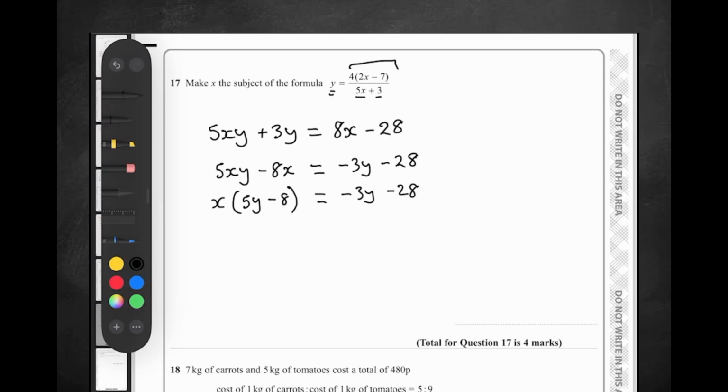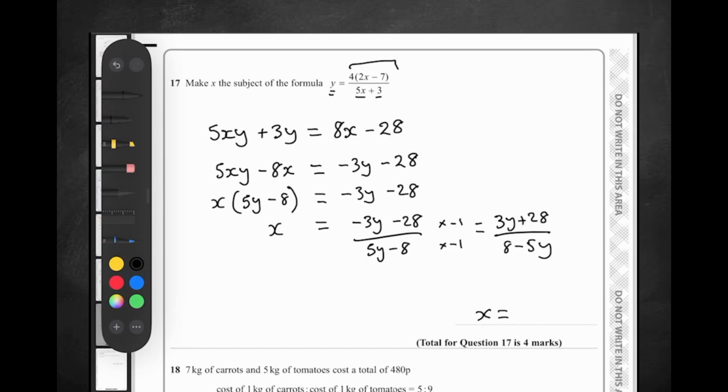Now we'll divide both sides through by 5y minus 8, like so. And the final step, just for tidiness, we're going to times the top and the bottom of this by minus 1, as we've got 3 minus signs and only 1 positive sign. So that is going to be 3y plus 28 over 8 minus 5y. Like that.